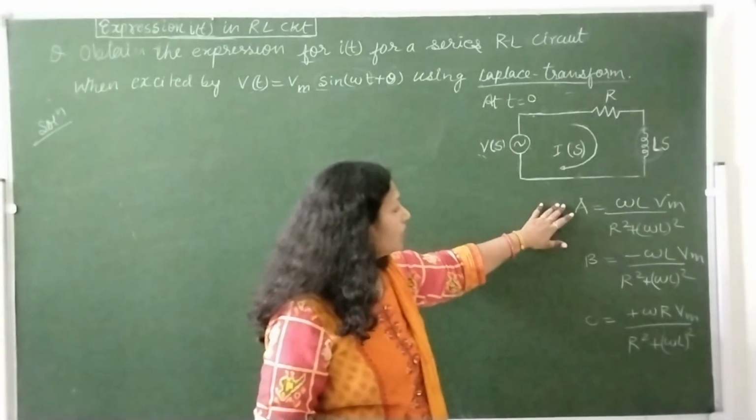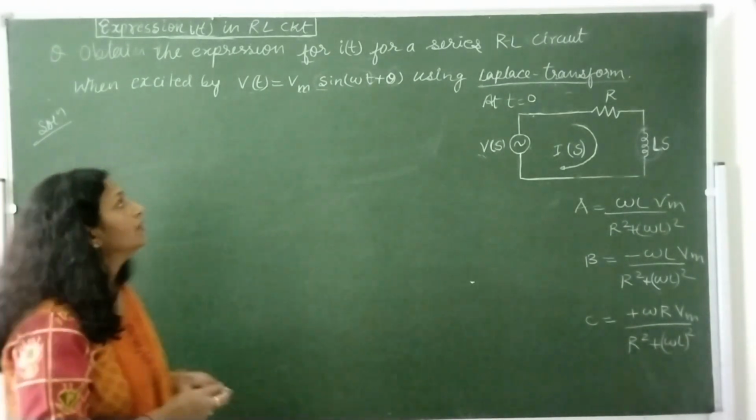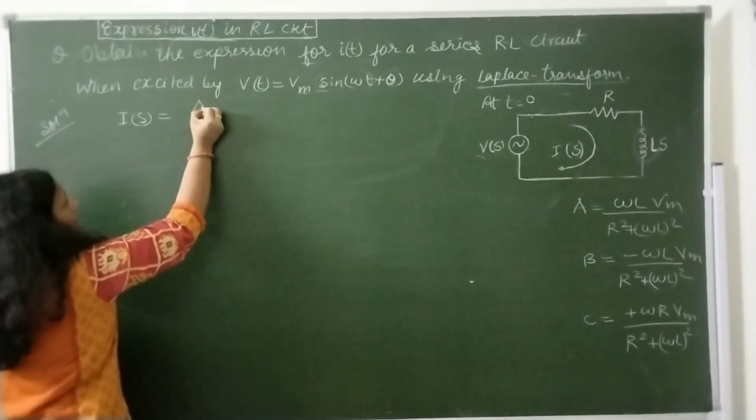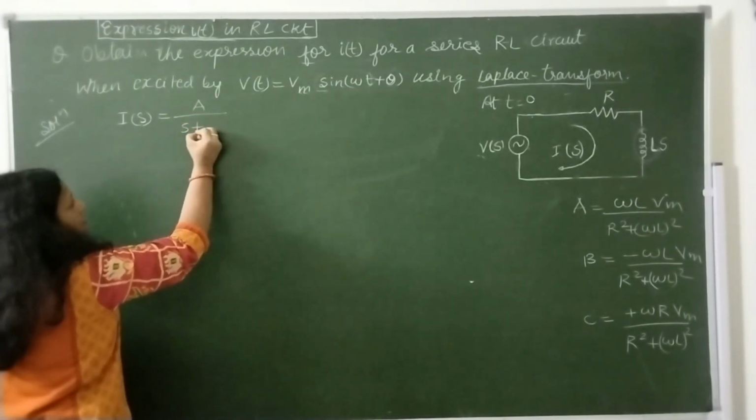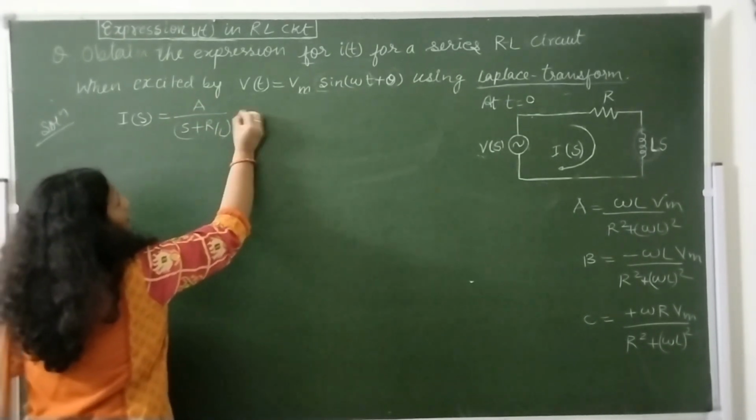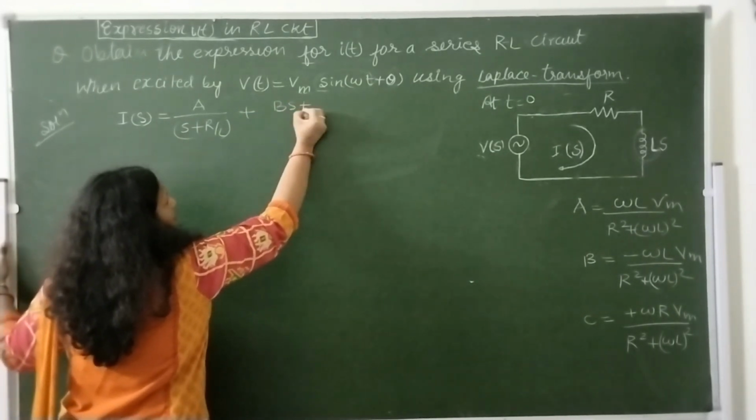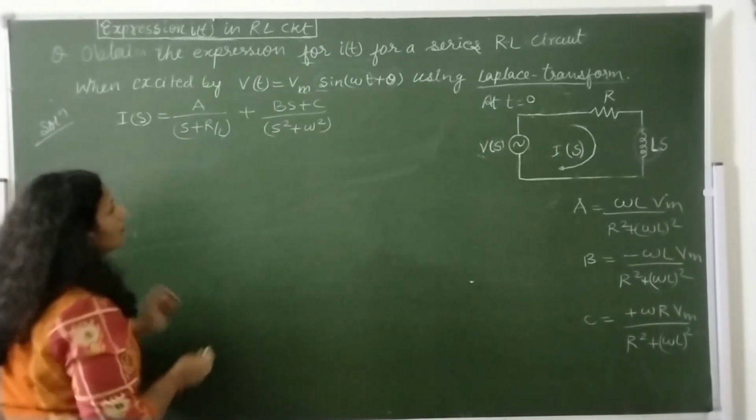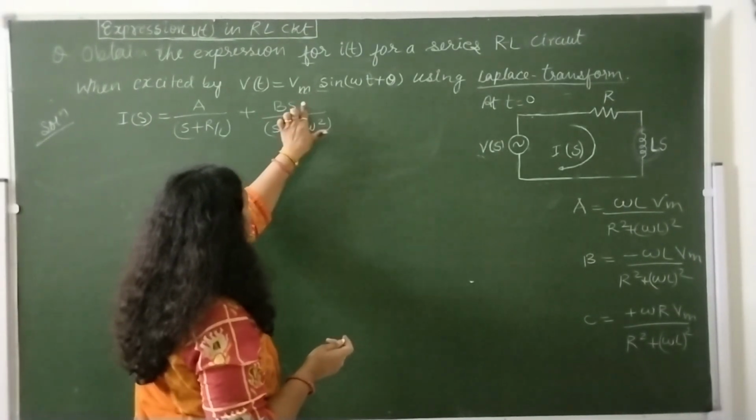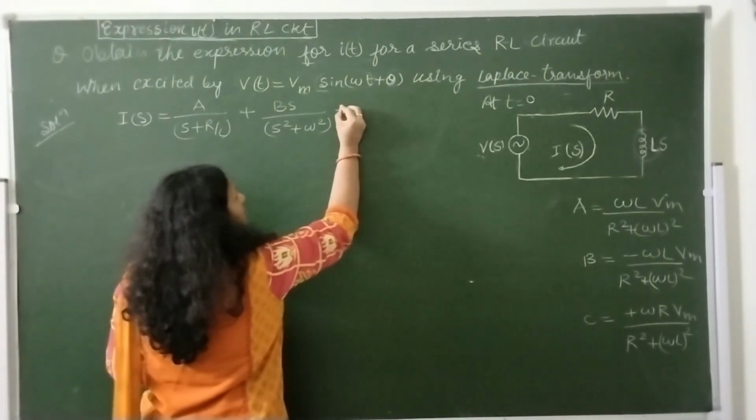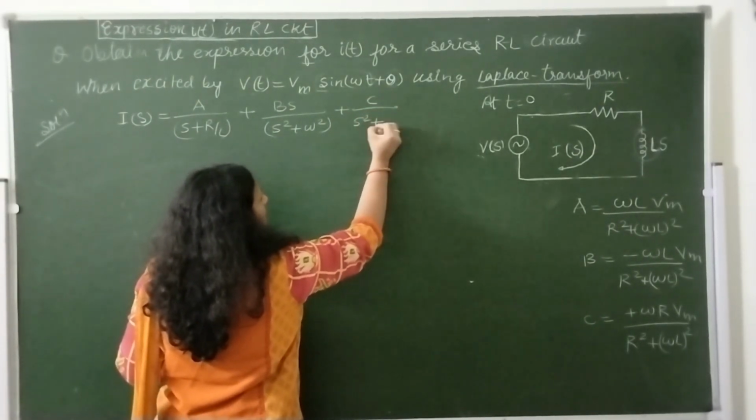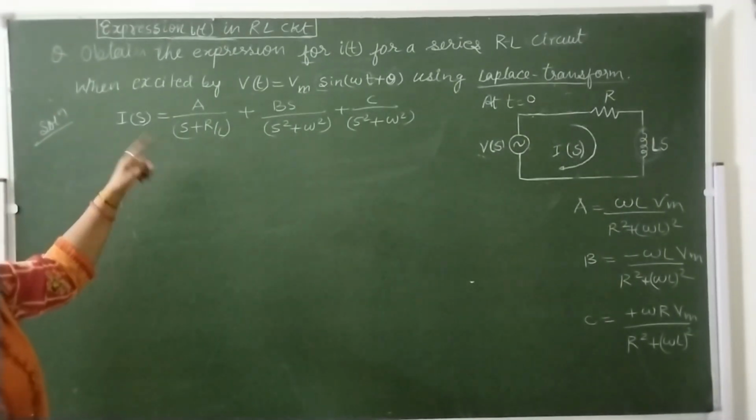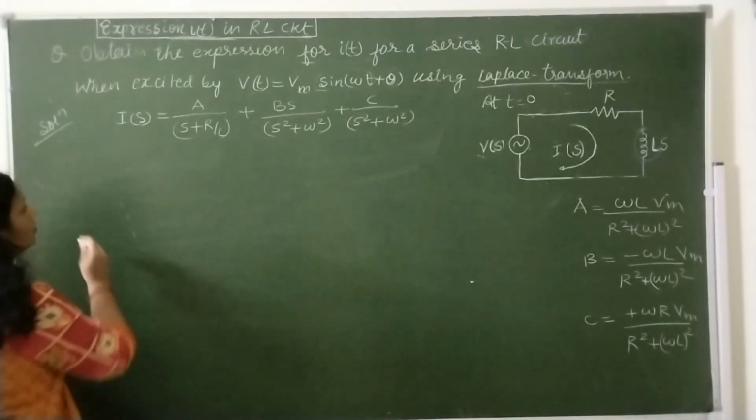So after getting all the constants a, b and c for the equation, we can write I(s) as A divided by s plus R by L, plus Bs plus C divided by s square plus omega square. We can separate this into two terms, Bs and C divided by s square plus omega square. Now substitute the values of a, b and c in the equation.